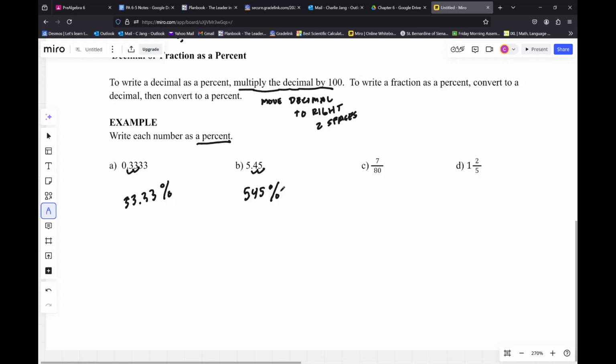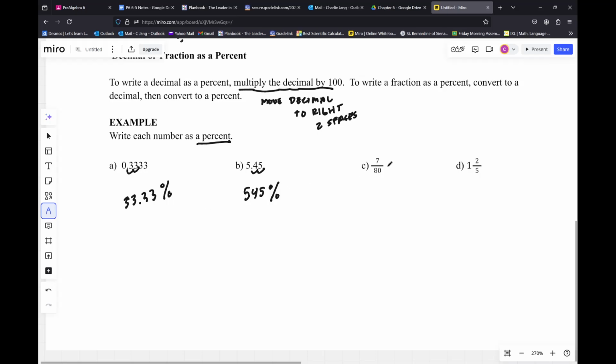What about, though, for fractions? Well, it's pretty simple, actually. It seems like it would be hard, but it's actually pretty easy. You want to turn the fractions into decimals, right? And then once you have it as a decimal, then it's very easy to turn it into a percent. So let's take a look at this. This is 7 over 80, which is going to be 7 divided by 80.